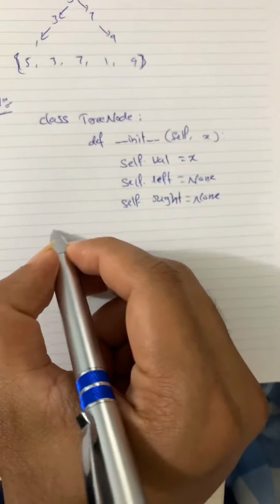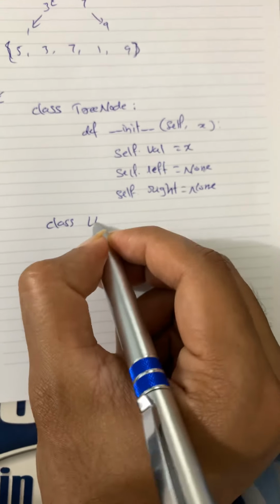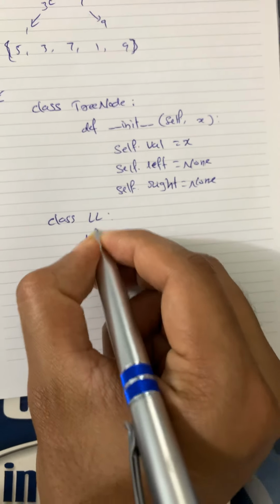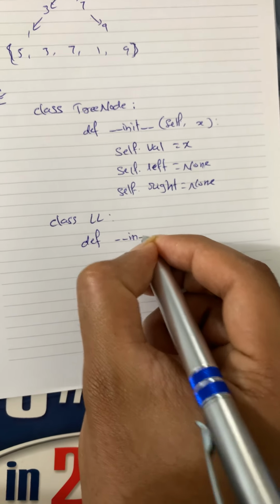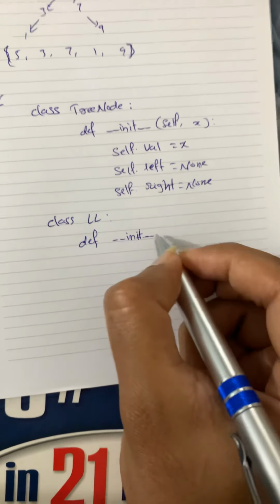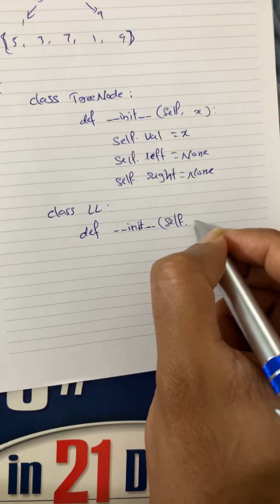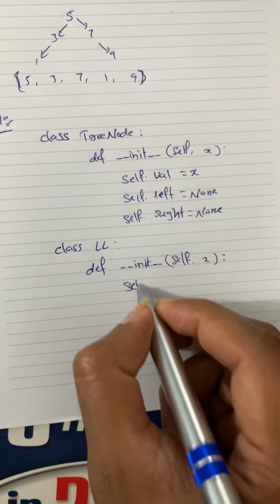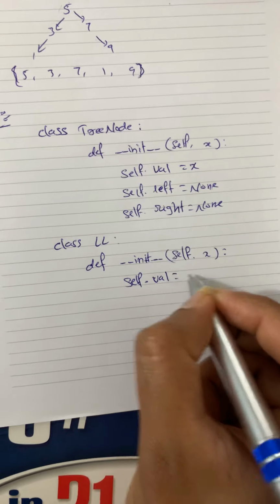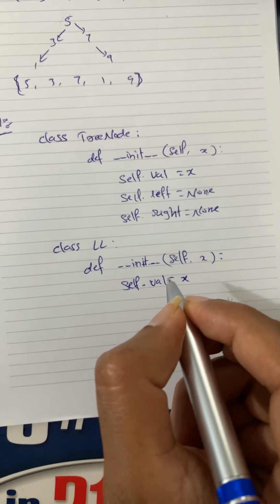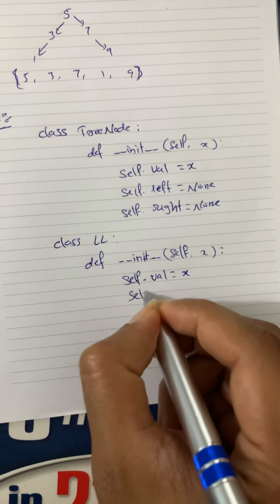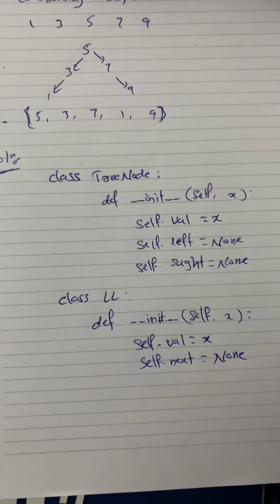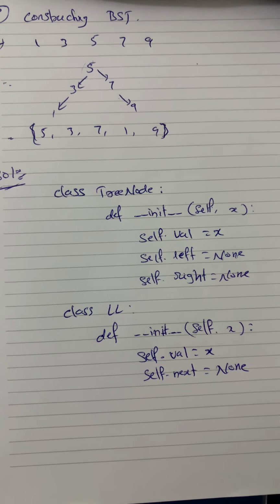Then, same as the tree, we also need a definition for a linked list. So we'll have LL, which is a short form of linked list that I use. Define init. This will also take one value as input, and then we make self.value equal to x, and then we need a next pointer, self.next, which is also initially going to be None.